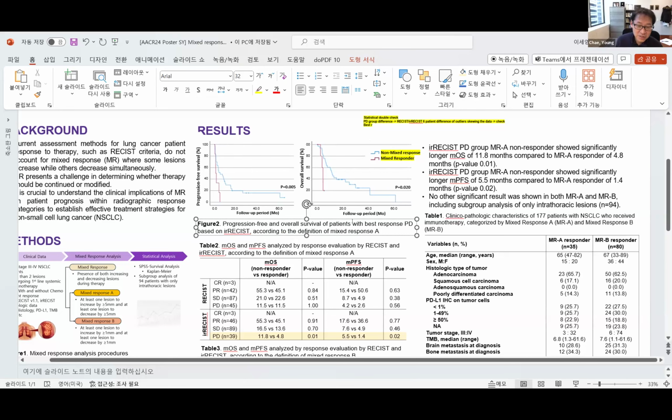And then that was by mixed response, by the presence or absence of mixed response, according to the definition. So when you describe it, by the presence of mixed response.